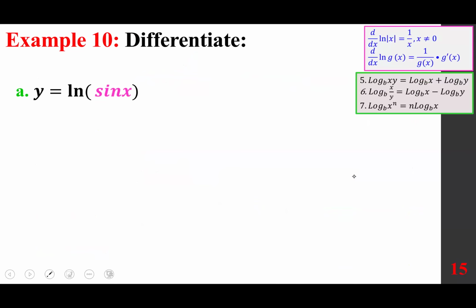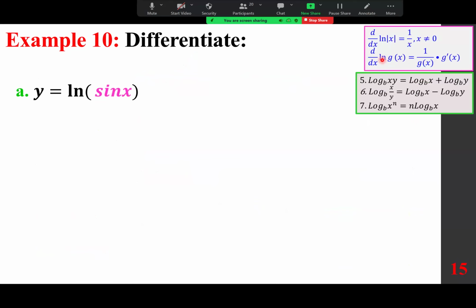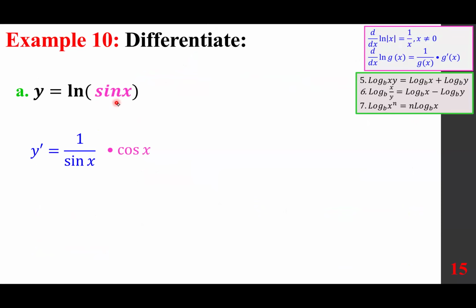ln of sine x. We write this formula, ln of g of x. I want to differentiate. I get 1 over g of x, 1 over sine x, times g prime of x. The derivative of sine is cosine, everybody. And therefore, we get cosine x over sine x, which is cotangent x.